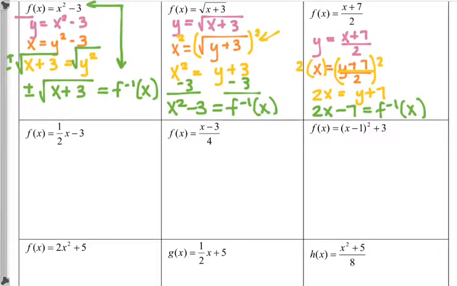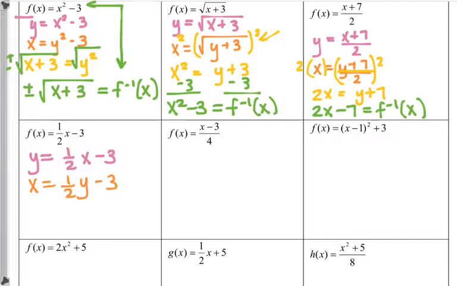Let's try this one on the next line as well. Replace your f of x with a y. Switch your x and your y. And then, whoops, did y'all catch that? I wrote x again. Then we have to solve for the y.